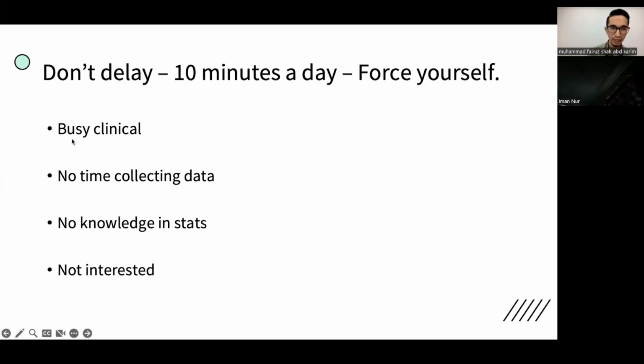We understand that we are quite busy. Sometimes you have no time to collect data, and some of us have no knowledge of research and statistics. And sometimes we are not interested in doing research. So what I'm suggesting is don't delay your research until the last minute, because collecting the data itself, in my study, I had to collect about 300 patients' data. So it's a bit taxing if you leave it to the last minute.